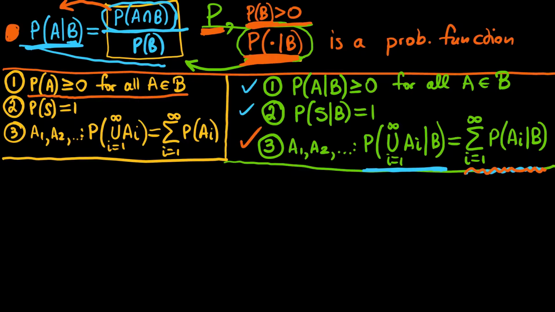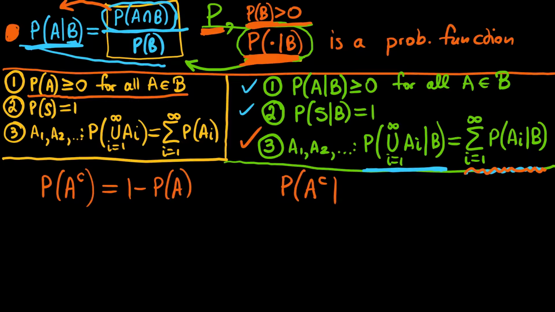So recall that with unconditional probabilities, it is true that the probability of the complement of A is equal to 1 minus the probability of A. We've proven that in section 1.2. Let's explore now the claim that this still holds true if we condition on a set B. So the question is whether this is true, given that the probability of B is strictly greater than 0. Okay, so let's explore that.